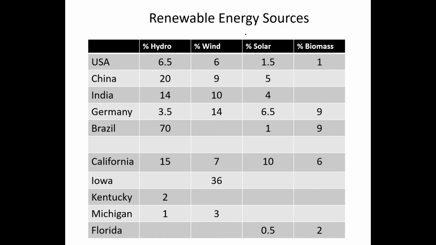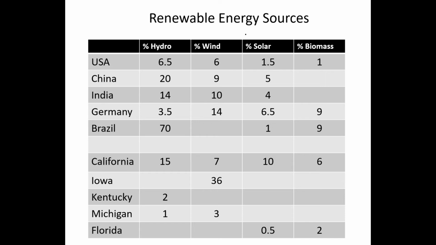Others not so much. Different countries and our own states use different mixtures of hydro, wind, solar, and biomass. Note that hydro supplies 6.5% of our electricity, 70% of Brazil's, and Norway receives 98%. Wind provides 6% of our electricity, Germany 14%, plans on 35% by 2025, and Iowa receives 36%. Solar provides 1.5% of our electricity, Germany 6.5%, California 10%, Florida 1%, but increasing.